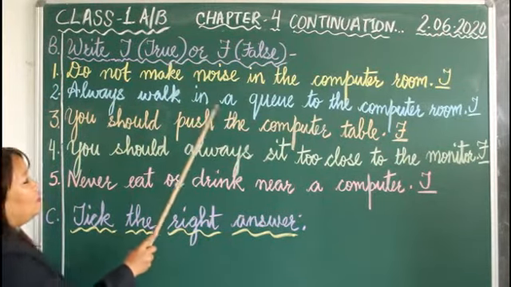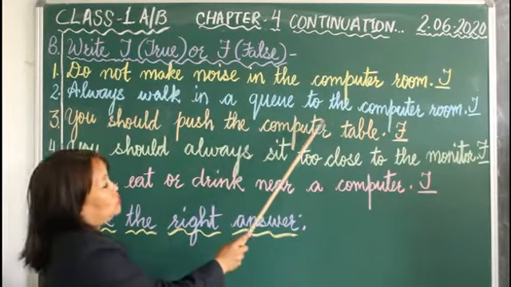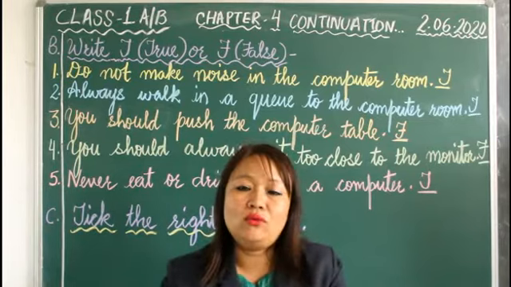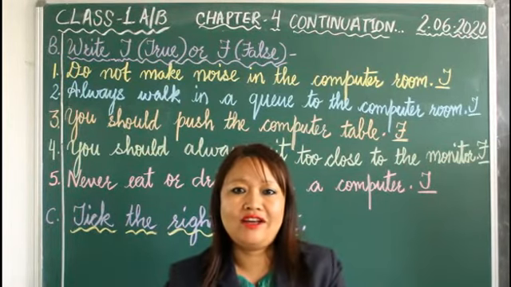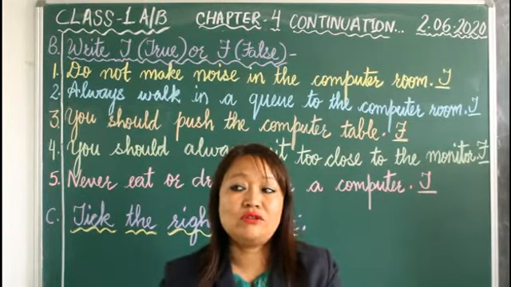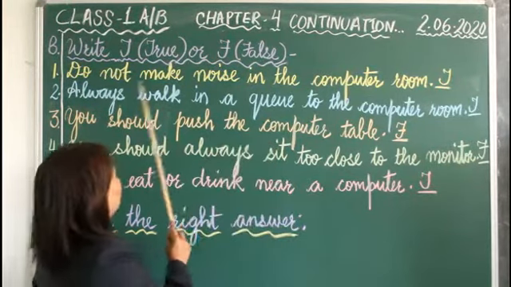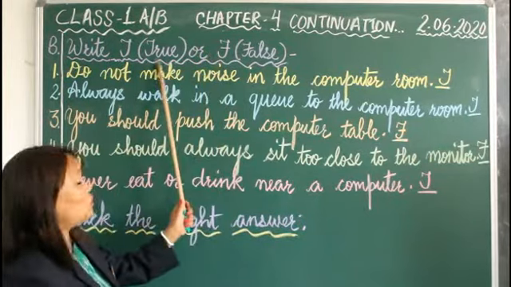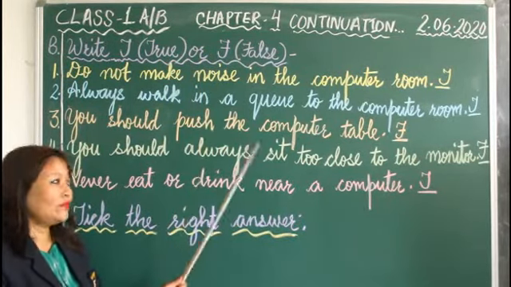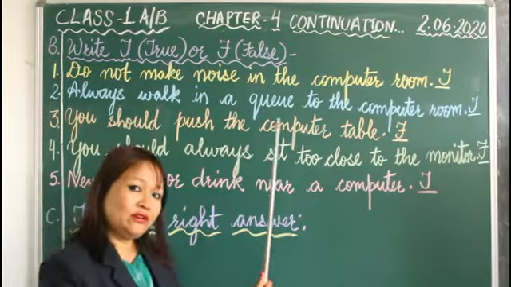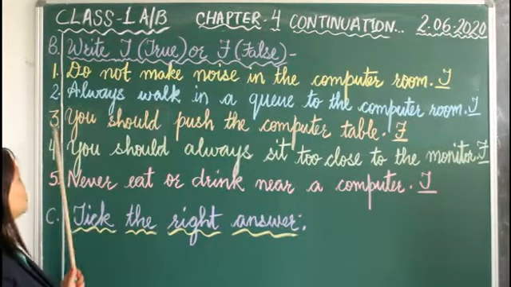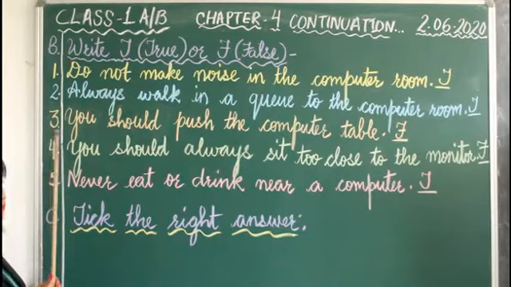Number 2. Always walk in a queue to the computer room. It means we always have to walk in a line. Yes or no? So here number 2 also, your answer is T. That means true. Alright? Have you finished writing? Very good.